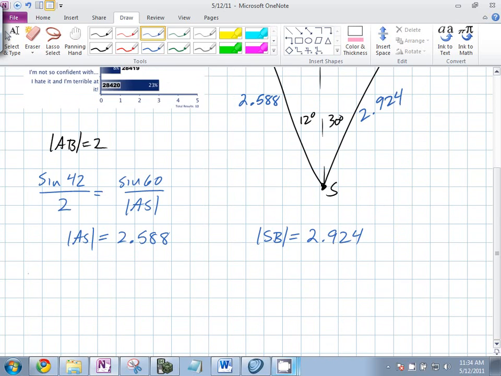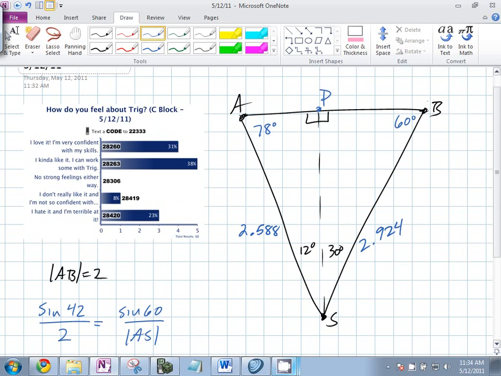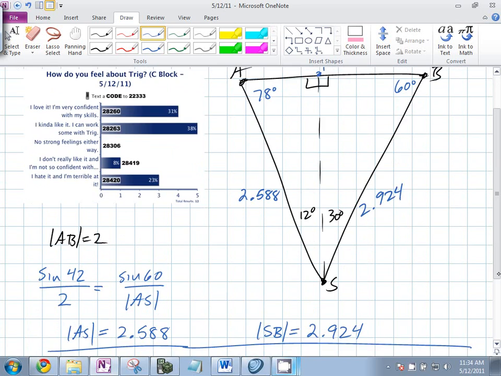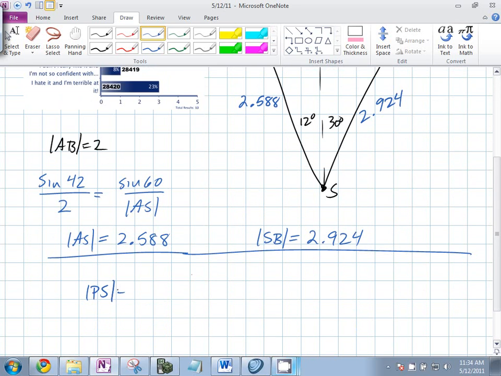Can someone tell me what they set up to find S to P? Yeah, Claire. Oh, you did the special right triangle? Sure. You know that you have a 30, 60, 90 triangle here. So PS is going to be what? Could you just tell me what you did? So I just divided 2.9. So you divided SB by what? And what's that equal? Anybody have an actual answer? 2.531. How many people agree with that?